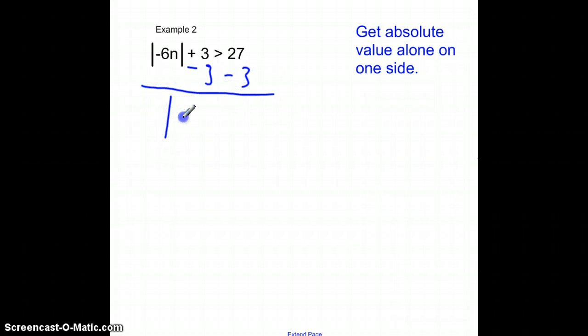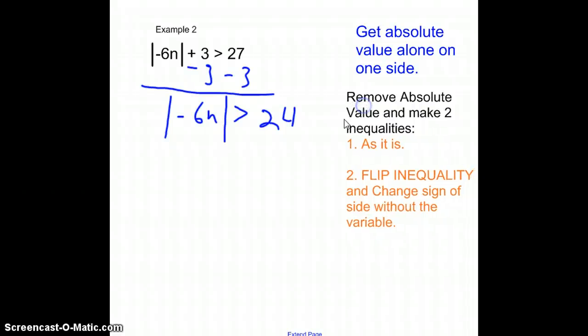Now we've got negative 6n in the absolute value is greater than 24. Alright, now that we've got our absolute value alone, again, here's where it is. We'll do pretty much the same thing, but slightly different because it's an inequality. Here's our inequality sign, right? So what we're going to do is, again, create two equations.